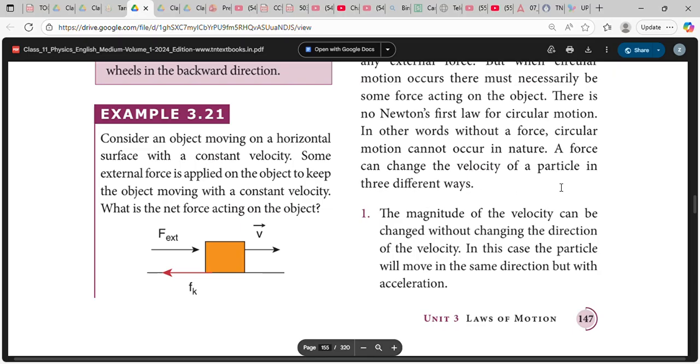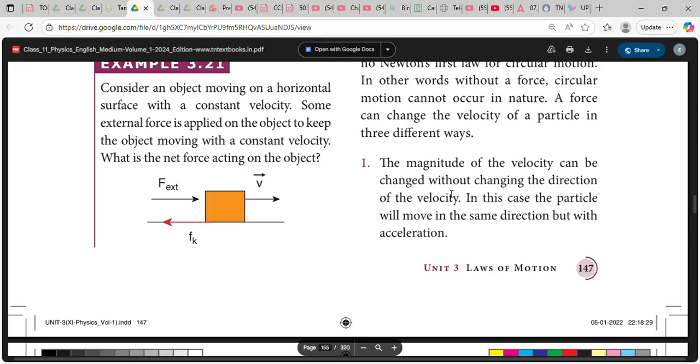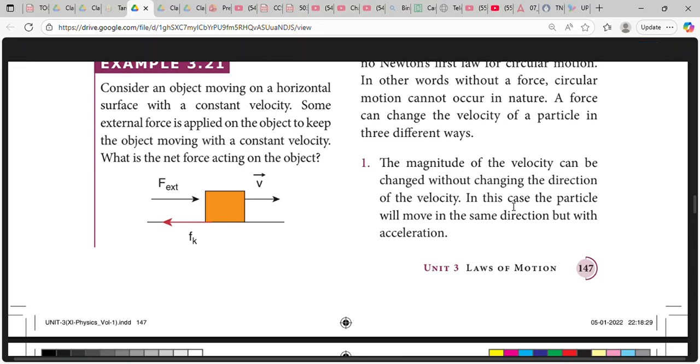A force can change the velocity of a particle in three different ways. The magnitude of the velocity can be changed without changing the direction of the velocity.